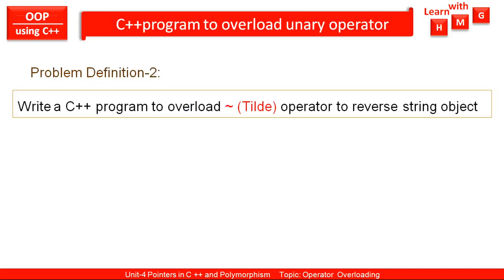Now let us go for another program to overload the tilde operator. This is another symbol that you can overload in a C++ program, and you can overload this tilde operator to reverse a string object. So there will be a string type of class, and then an object of string will be created and you have to reverse the string. Now I will demonstrate how to write the C++ program to overload this tilde operator, that is, to reverse the string, and I will explain this using the Dev C++ compiler.